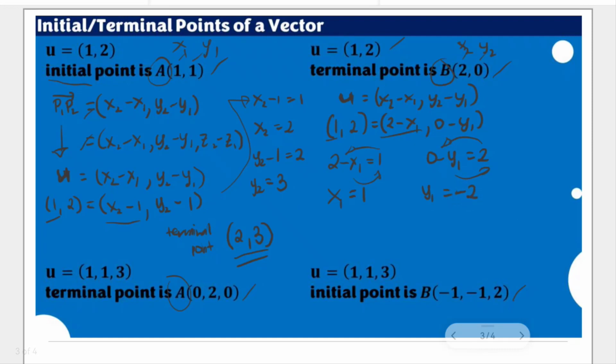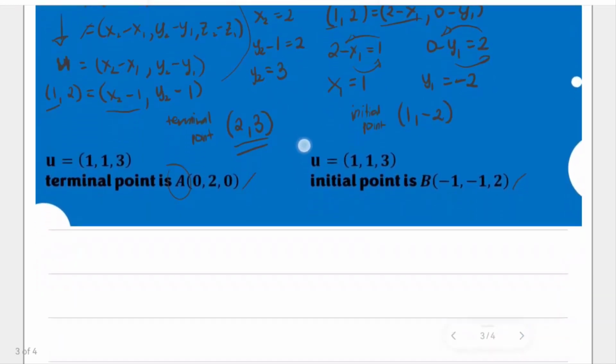Okay? Because it would become positive y sub 1, minus 2, and then the symmetric property. This would mean the initial point for the vector u with components 1 and 2, whose terminal point is at 2, 0, is 1 and negative 2. Okay. Now that we have that done already, let's proceed to R3.